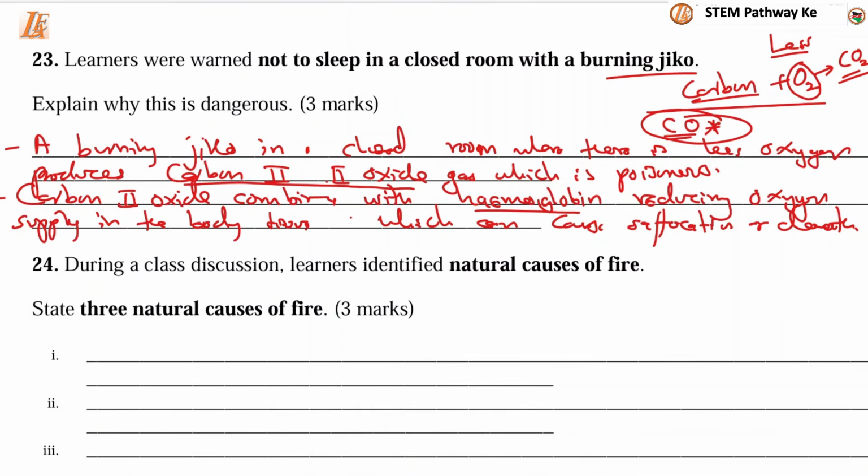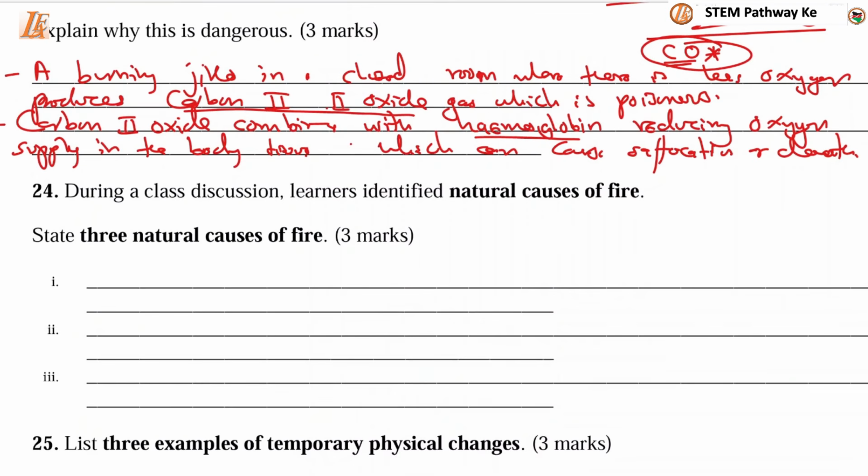Then question 24. During a class discussion, learners identified natural causes of fire. State 3 natural causes of fire. Now in this case, natural causes are causes which are not caused by human beings. Like in this case, we can have what we call lightning. Lightning is one of the natural causes of fire. Lightning strikes. The second one that we might have is spontaneous combustion.